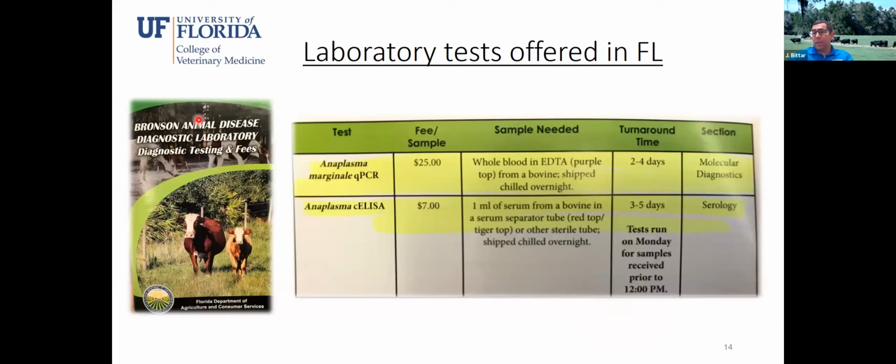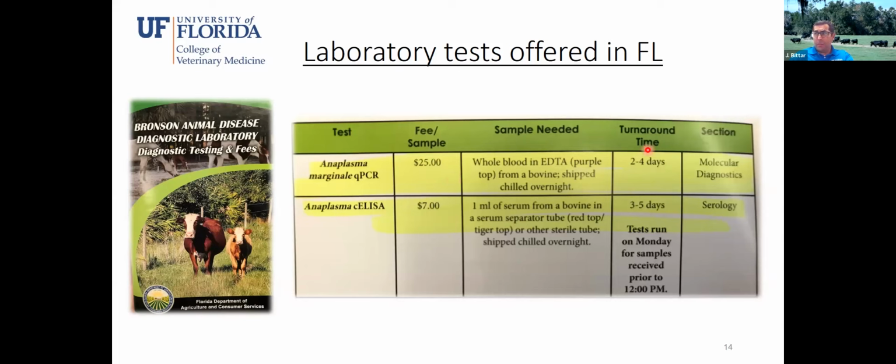So just information here. Bronson Animal Disease Diagnostic Laboratory in Kissimmee, that's the state lab. They offer two tests for Anaplasma marginale, the PCR and the ELISA, that's for detection of antibodies. And those are the prices. So PCR is a little bit more expensive, but it's a test that can bring more information if you need it, if you could not do that blood smear.